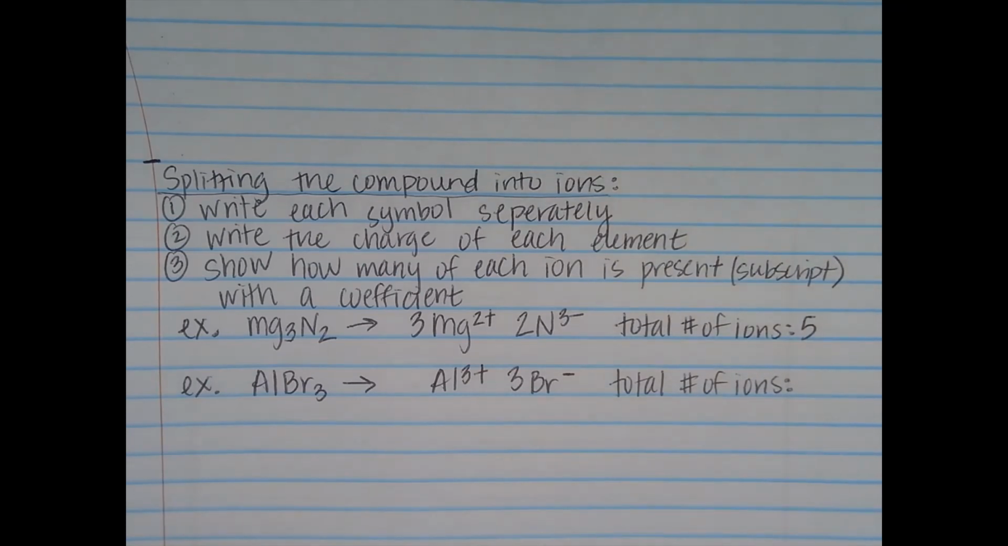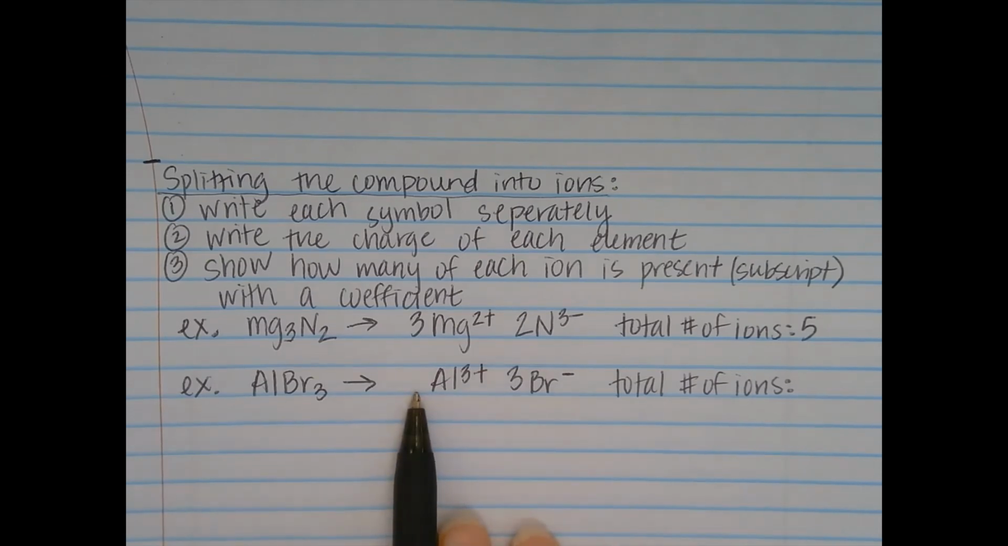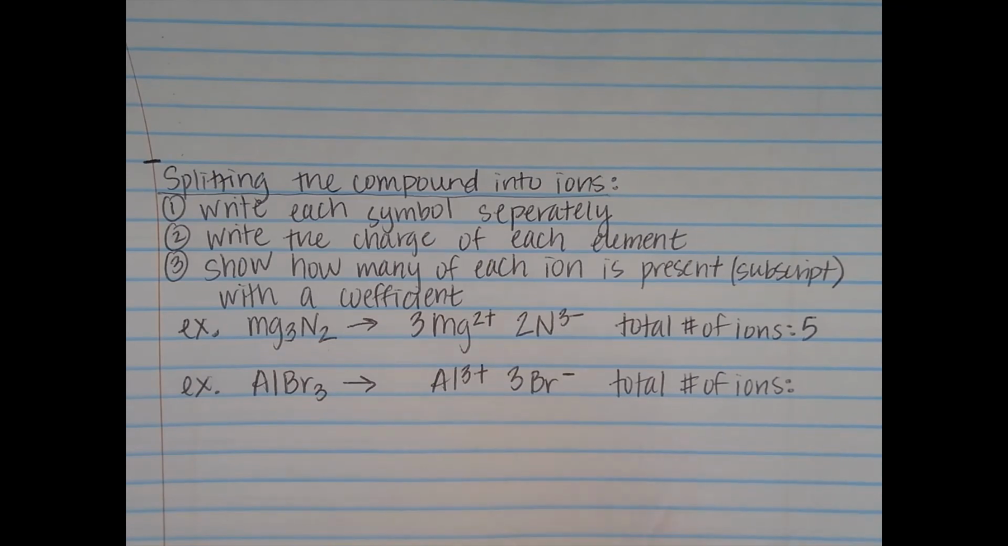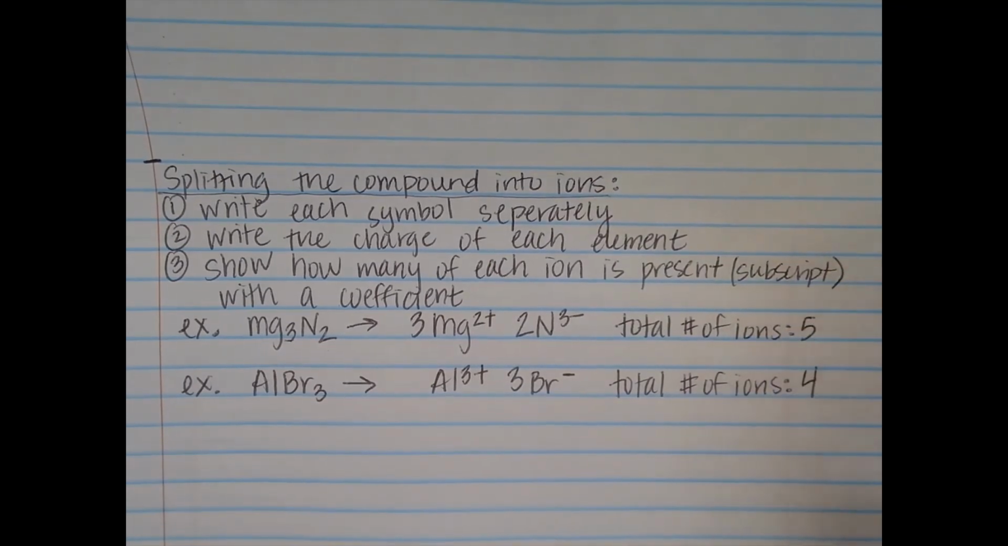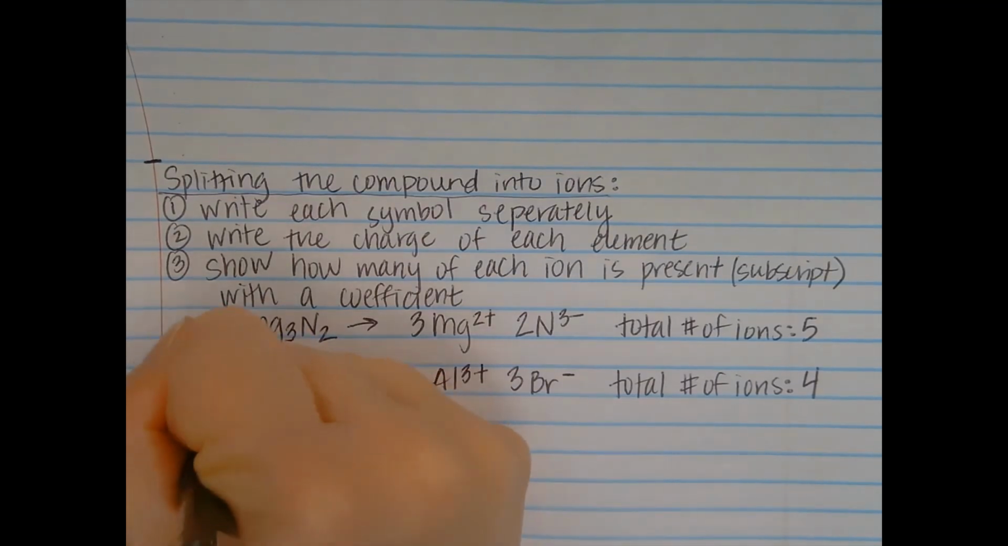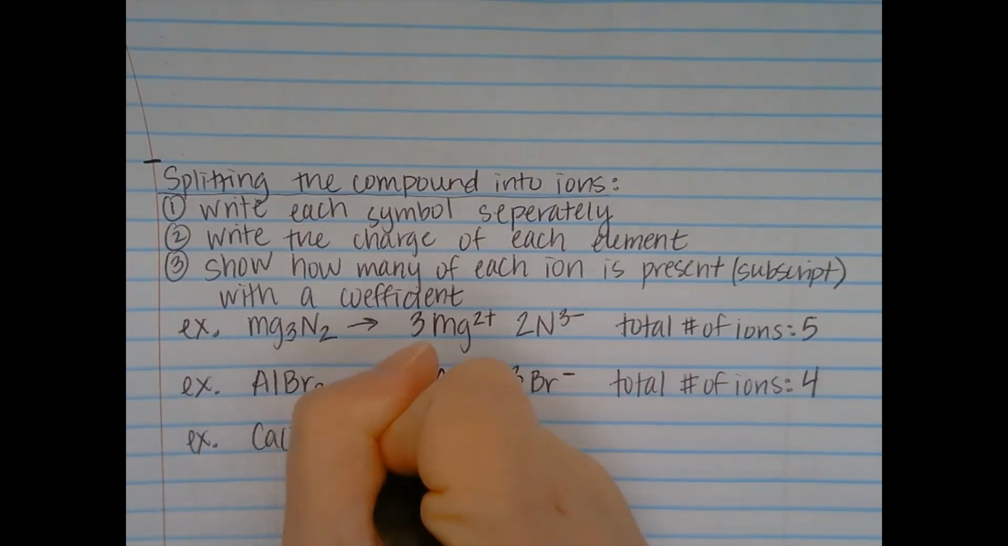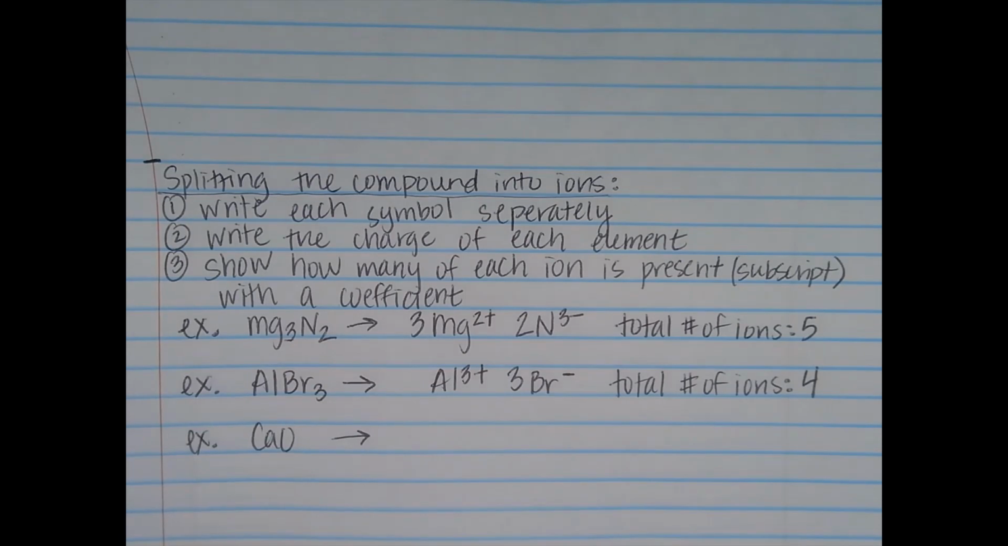Okay, so if I'm going to add together how many ions there are here total, 1 aluminum ion plus 3 bromide ions equals how many? 4. So there are 4 total ions here. Let's do one more, yeah? CaO. Try this one on your own for a second, and then we'll go over it.